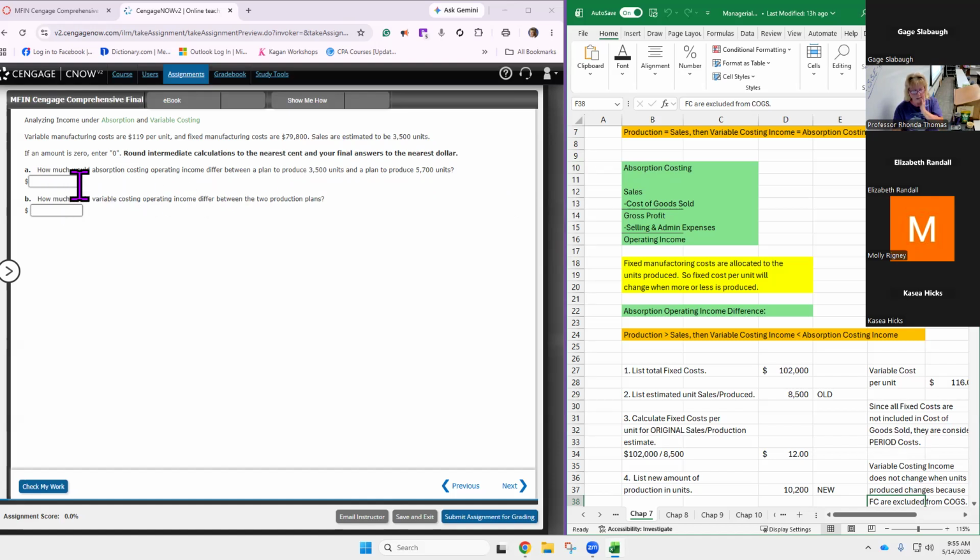It says, how much would absorption costing operating income differ between a plan to produce 3,500 units and a plan to produce 5,700 units? And then the second question is, how much would variable costing operating income differ between the two production plans?